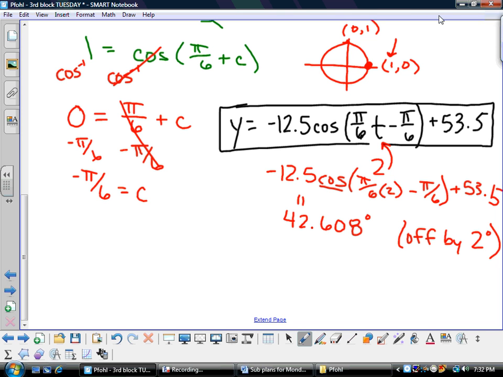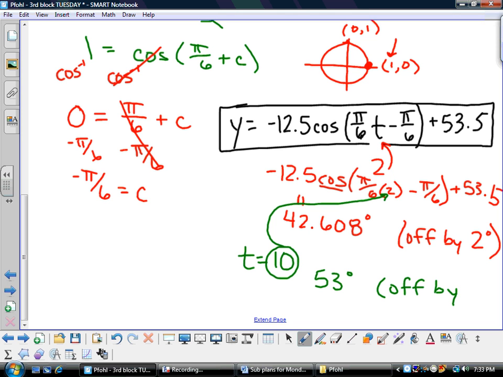For part F in this question, they want you to do the same thing for October. So for October, we're going to let t equal 10. Plug 10 into the equation for t, type it in on your calculator, and see what you get. When you plug 10 in, you should get 53 degrees. So that's an even better estimate. It's only off by 1 degree from the actual value.